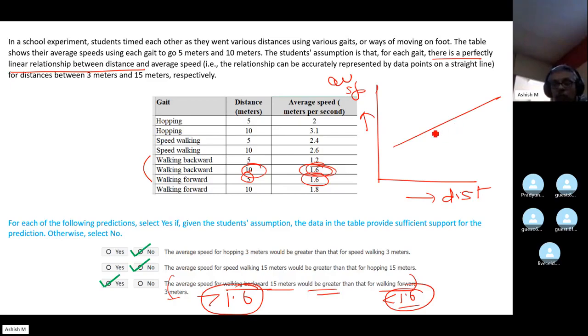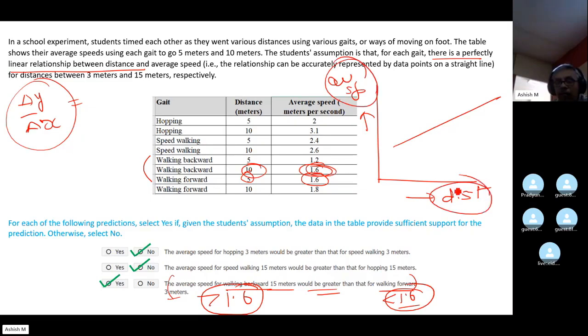By the way, for this line, what does the slope indicate? Slope for any line is delta y by delta x. In this case, what would the slope indicate? The increase in average speed for every 1 meter, right? Distance is in meters. So increase in average speed for every 1 meter. This is what the slope will indicate, delta y by delta x.